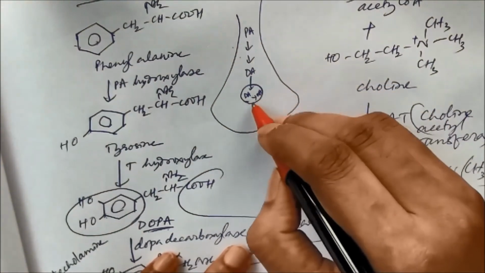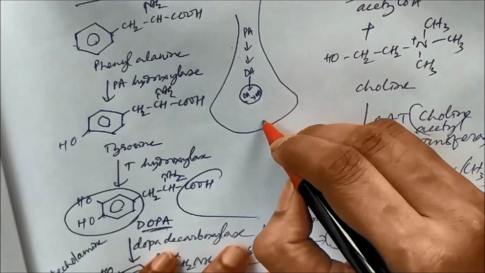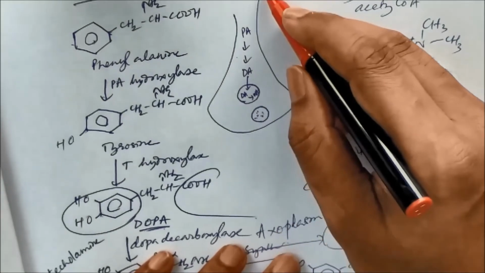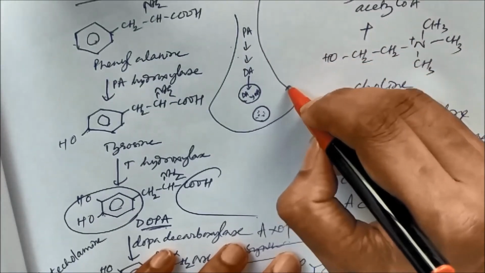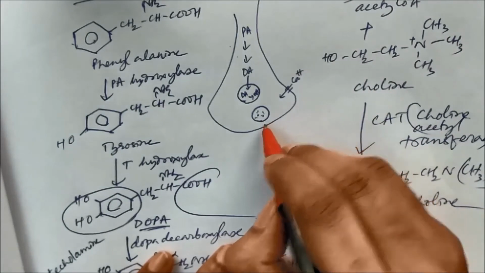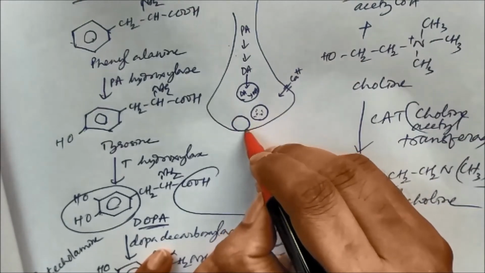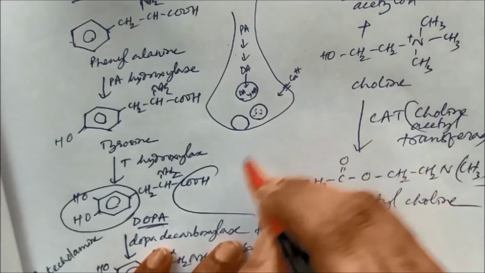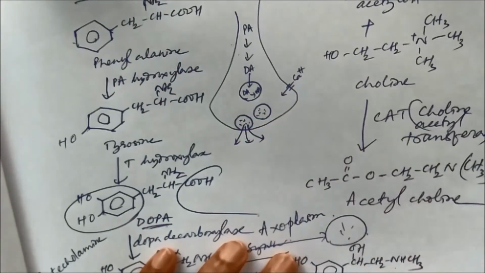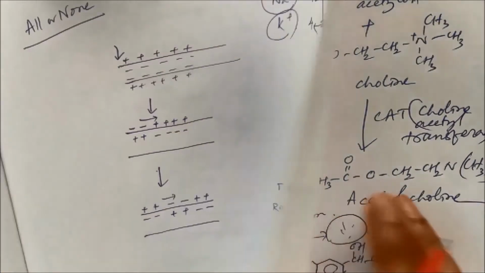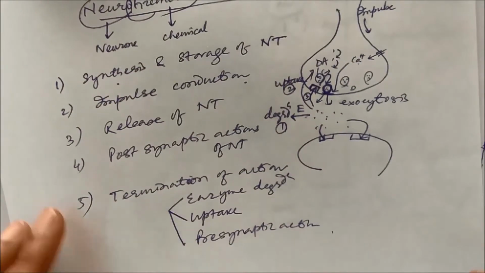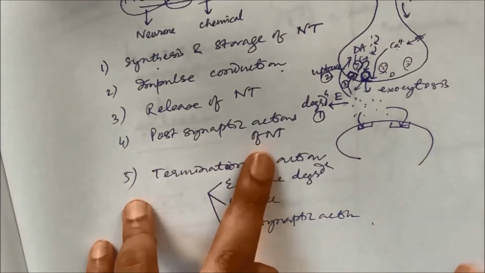Now this is dopamine, and noradrenaline is inside the storage vesicle. When the impulse is conducted through this, there will be opening of the calcium channels, and calcium enters inside and fuses the membrane of the synaptic vesicle with the axon terminal membrane, and because of fusion, all these neurotransmitters are released. Okay, and it is the same for both sympathetic and parasympathetic. Then the fourth step is the postsynaptic actions of the neurotransmitter.